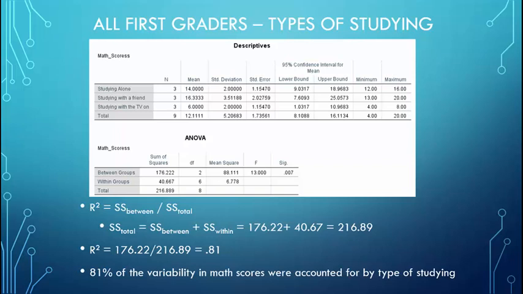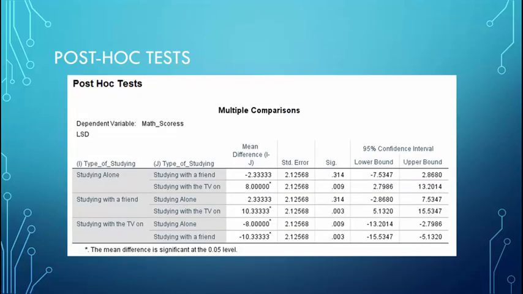All right, last one. This was all first graders' types of studying. And again, we had a statistically significant result. Studying alone, their mean was 14 on the math test. Studying with a friend, the mean was 16.33. And studying with the TV on, oh no, their mean was a 6. Okay? Again, ignore the degrees of freedom or the effect size down here. And we have statistically significant results, so we have to interpret our post-hoc tests.